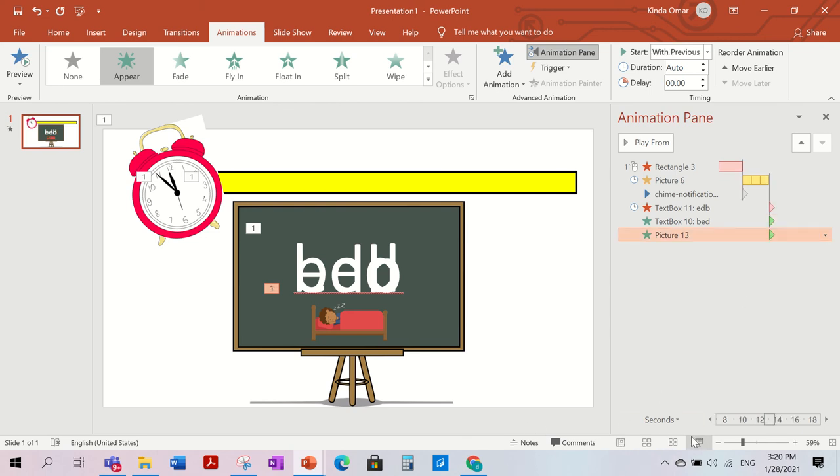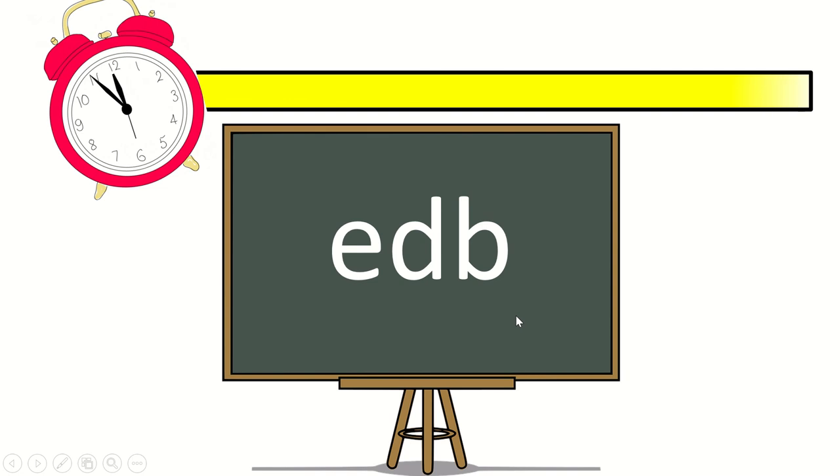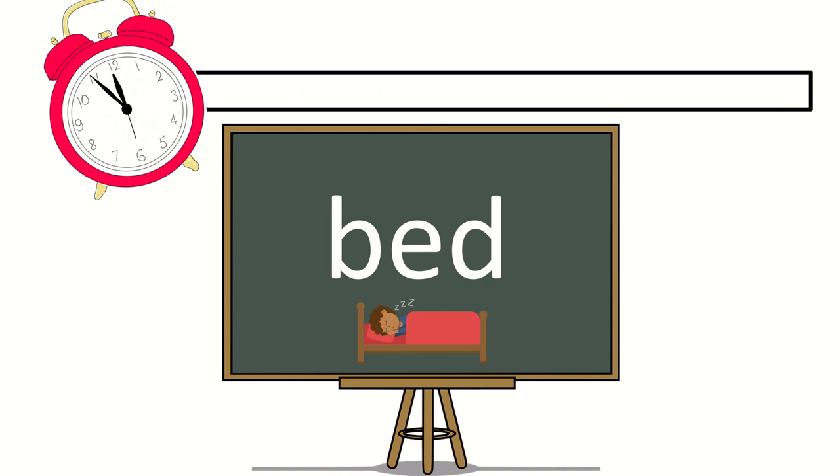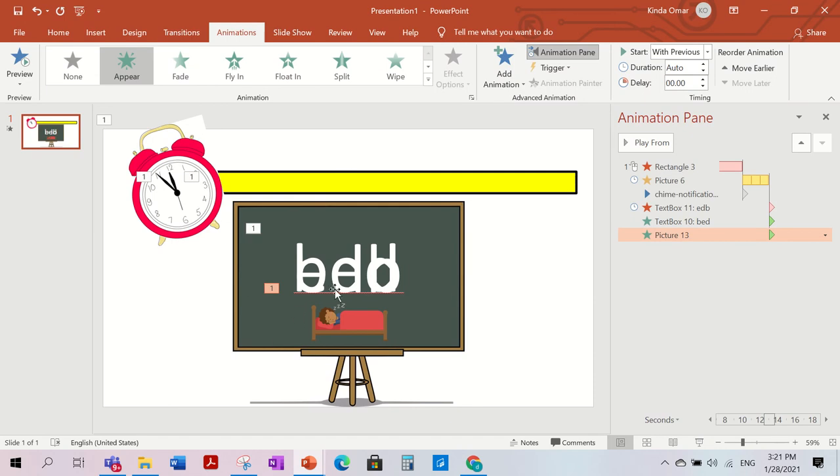So let me show you now how the timer works. Let's wait: 10, 9, 8, 7, 6, 5, 4, 3, 2, 1. And then bed. It sometimes rings 4 times, I don't know why. But yeah, and then bed, and that's the correct one. And then you're supposed to press the space bar. So this is basically how you do it.